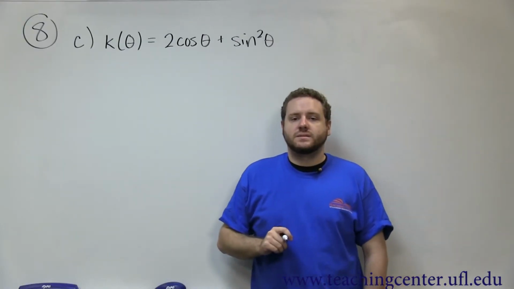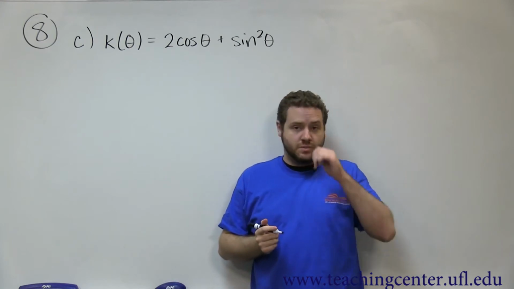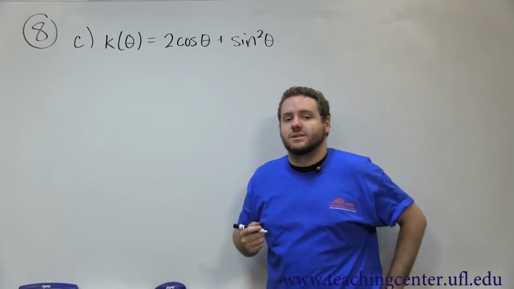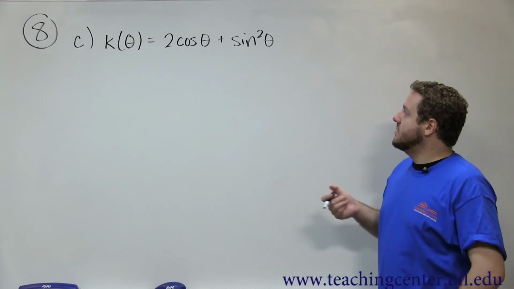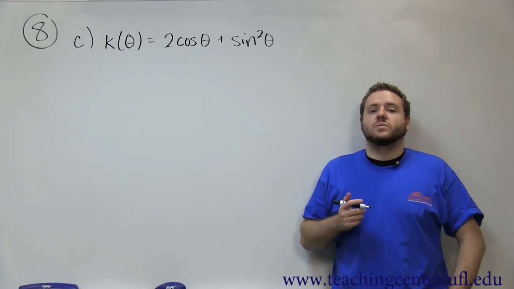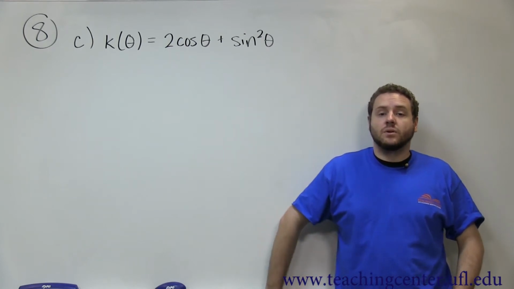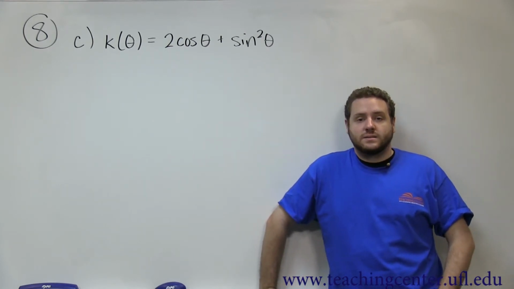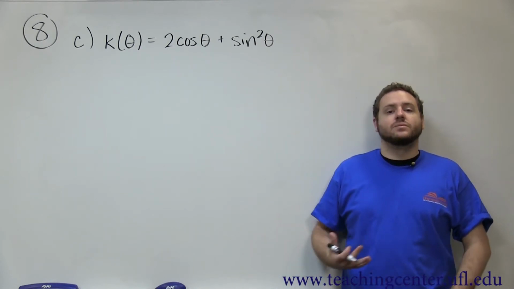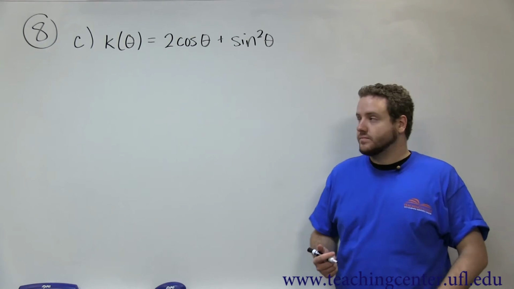Okay, for problem number 8c, we have another function that we need to find the critical numbers of, and therefore our intervals of increase and decrease. And our function is 2 cosine theta minus sine squared theta. So in this function, notice that we have trig functions, we don't have an interval. So that tells us that our answers are always going to be in general forms, because this is going to be any rotation of the unit circle.